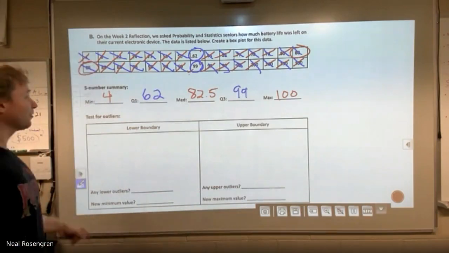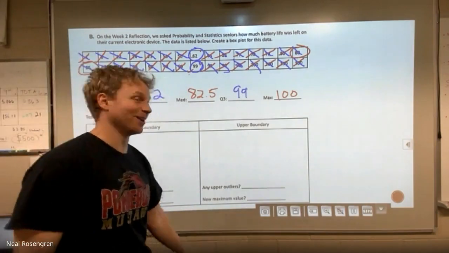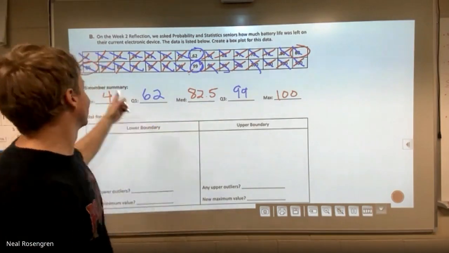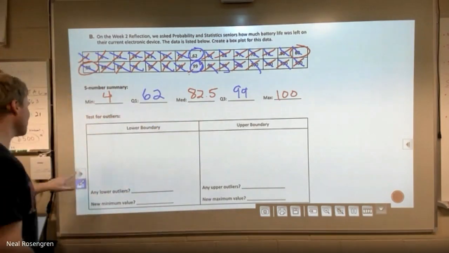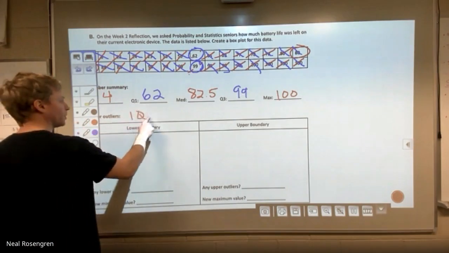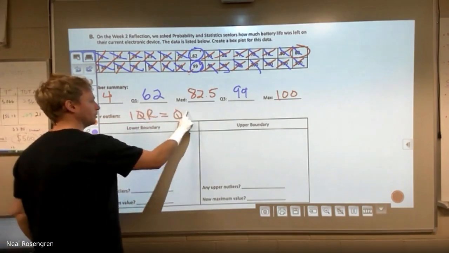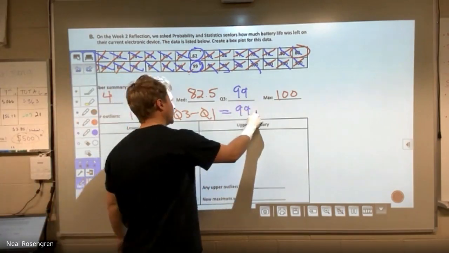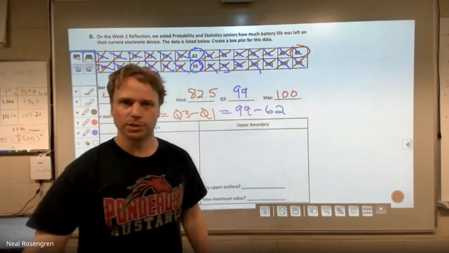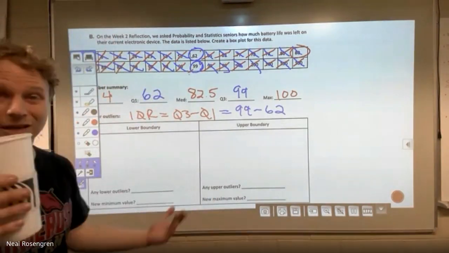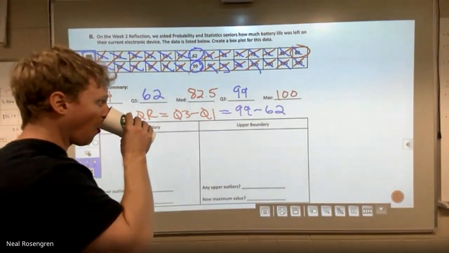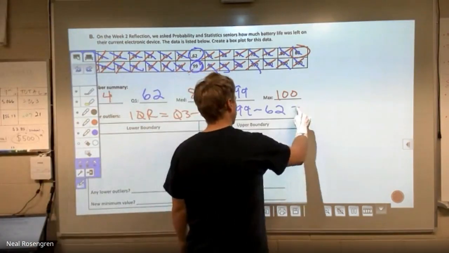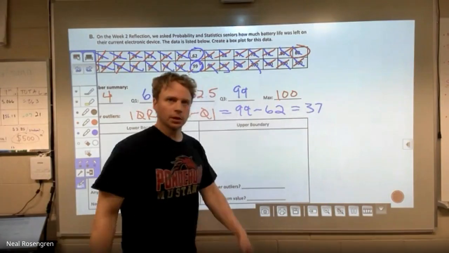Right. I got a feeling that 4 might be an outlier. If my middle is 82.5. Let's see, maybe even some more numbers down there at the bottom. All right, got to find the IQR if we're going to figure out these boundaries. So Q3 minus Q1. So 99 minus 62, and that's why I stuck with those different colors there for Q3 and Q1, because those are the ones I'm going to use. Calculator or in your head, whichever is comfortable for you. You get 37.